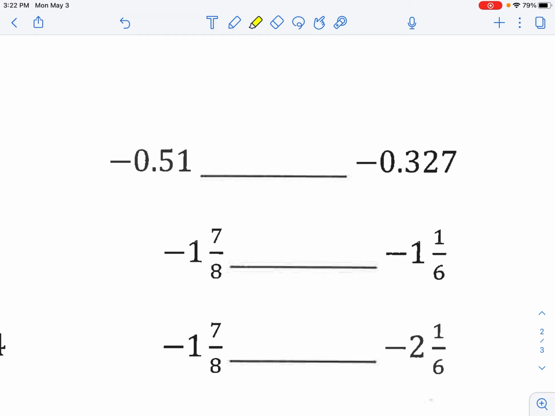Again, here you are comparing negative 0.5 to negative 0.3. These other digits don't matter, and this doesn't matter. All that matters is the digit in the tenths place. If those two numbers are different, that's all that matters. If those two numbers were the same, we'd have to keep looking at other digits. Since negative 5 is less than negative 3, negative 51 hundredths is going to be less than negative 327 thousandths.